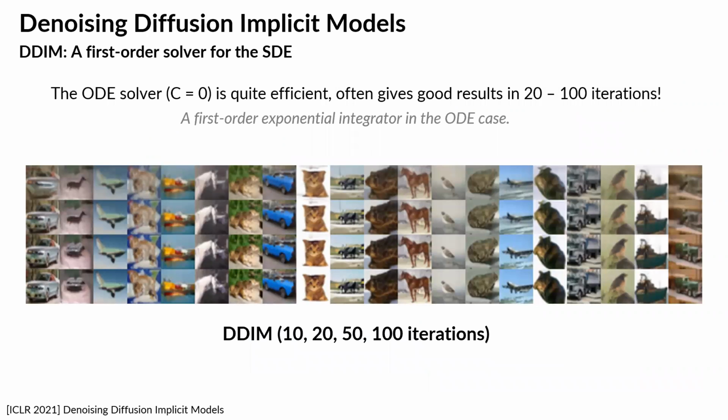But what's interesting about DDRM is that the ODE solver, which corresponds to the case C equals 0, is quite efficient, and it often gives you very good results in 20 to 100 iterations. You can see on this graph, each column is the same random C that was initialized from the Gaussian distribution, and each row is running the DDRM algorithm for 10 steps up to 100 steps. So here we're saying that the method can get to fast convergence with just, say, 20 to 50 steps. And we are going to use this as a means to derive faster algorithms for inverse problems.